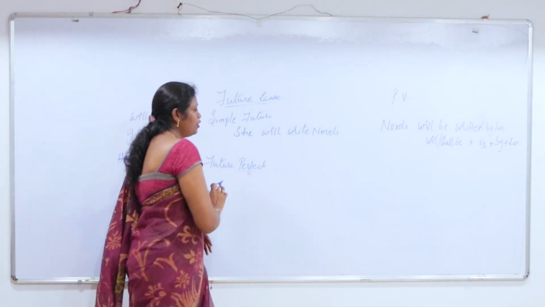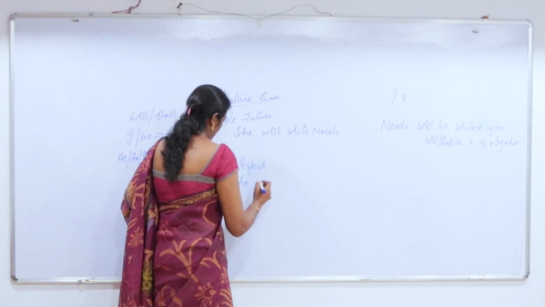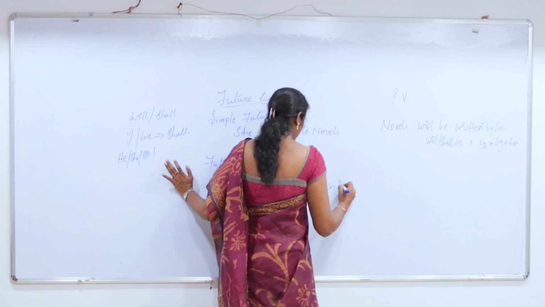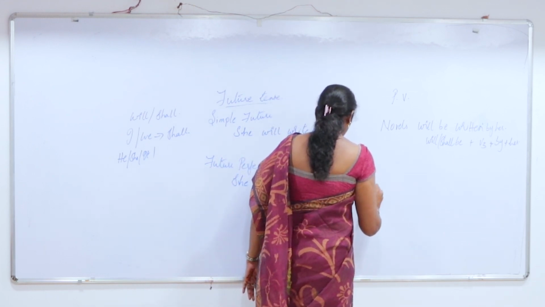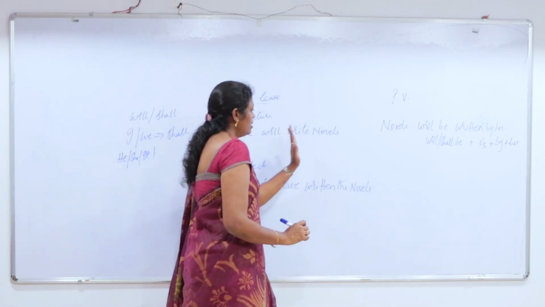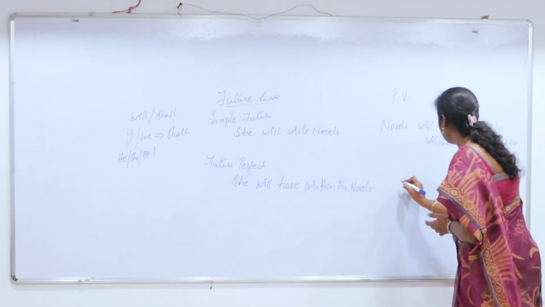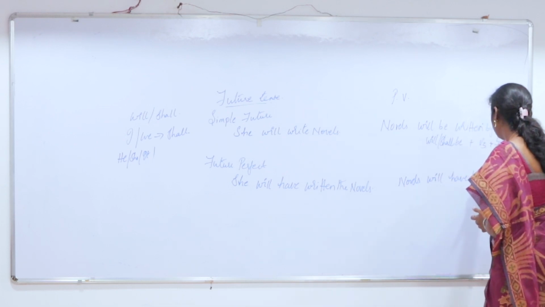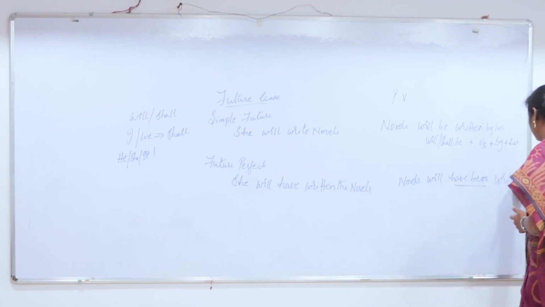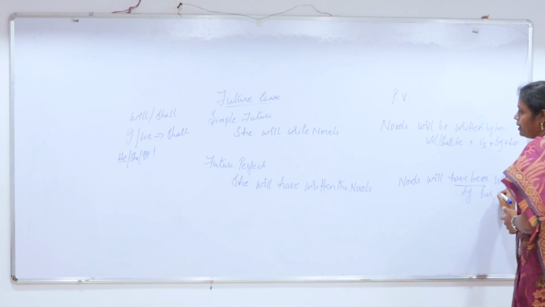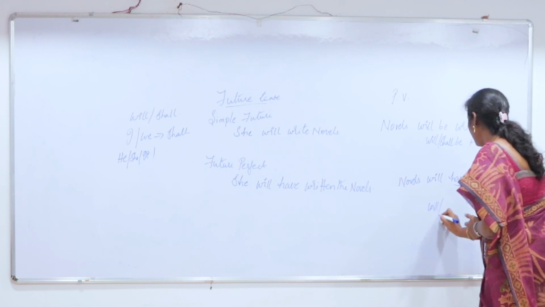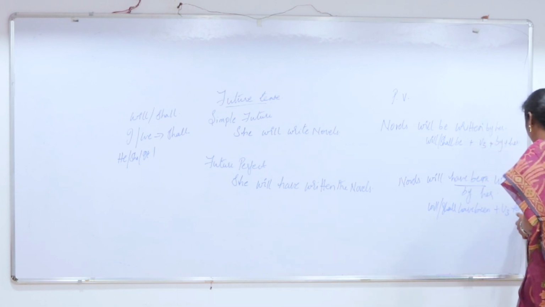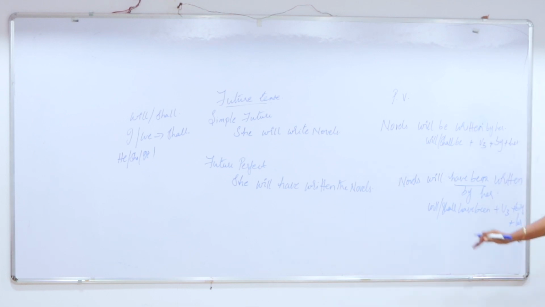Now let's go to the future perfect tense. She will have written the novels. When we change this sentence into passive voice, it is novels will have been written by her. So the structure can be will or shall have been plus V3 plus by plus her. So this is about future tense.